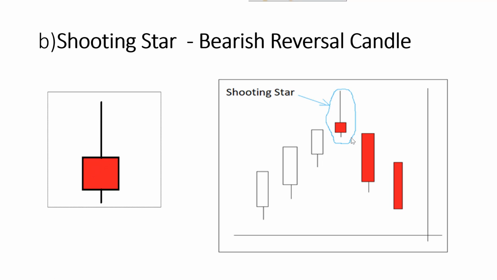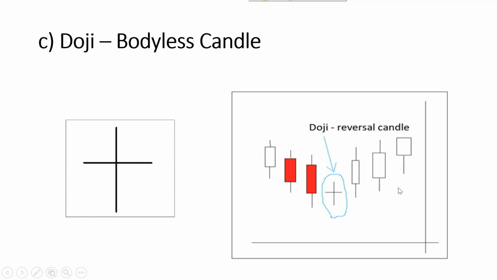Shooting star. It's the reverse of a hammer. Here the wick or shadow is again longer compared to the body, and here in the previous 3 days we were on a positive price signal, but then the sellers are in complete action pushing the buyers down. So the upcoming days are a negative price movement.